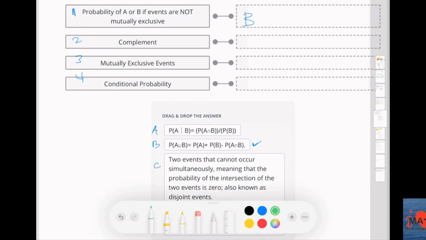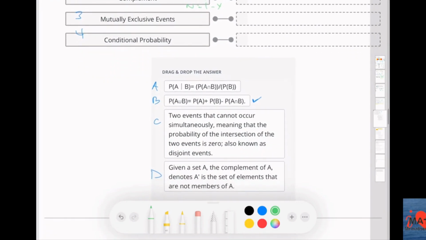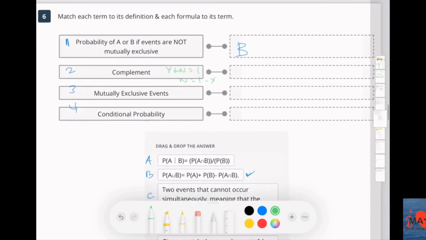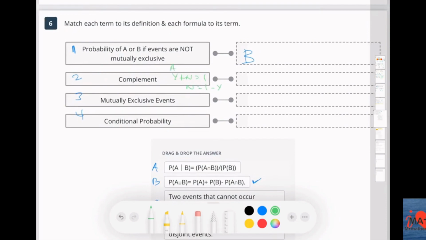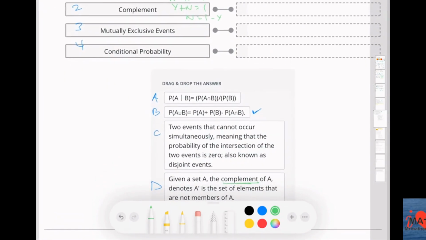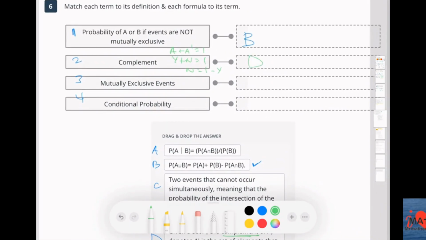Okay, what is a complement? Remember, that's the yes plus no equals 1, and then you might have something like the no's are equal to 1 minus the probability of yeses. So what do we got here? Well, this is the only one that has the word complement. Given a set A, the complement of A, denoted A prime, is the set of elements that are not of A. So this notation here is A and not A equals 1. That's what it's trying to say there. So the answer for that one would be 2D. This one down here.